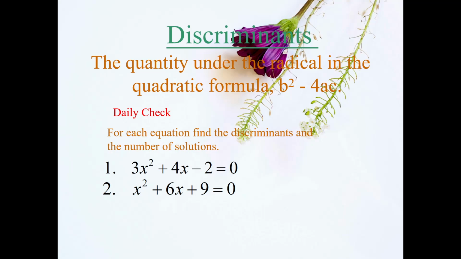We have two examples for a daily check. For each equation, find the discriminant and the number of solutions. First one, 3x square plus 4x minus 2 equals 0. Then x square plus 6x plus 9 equals 0.